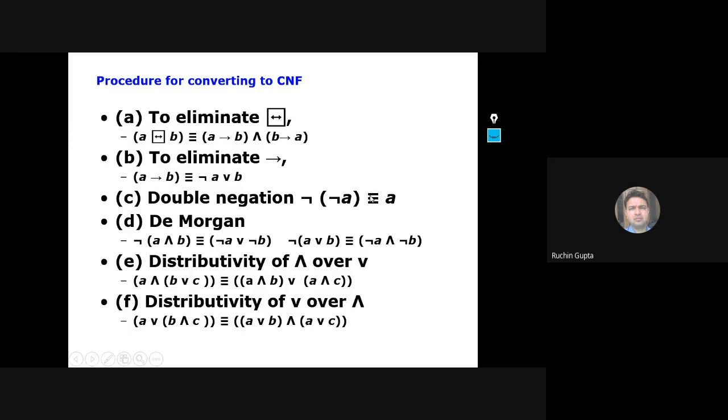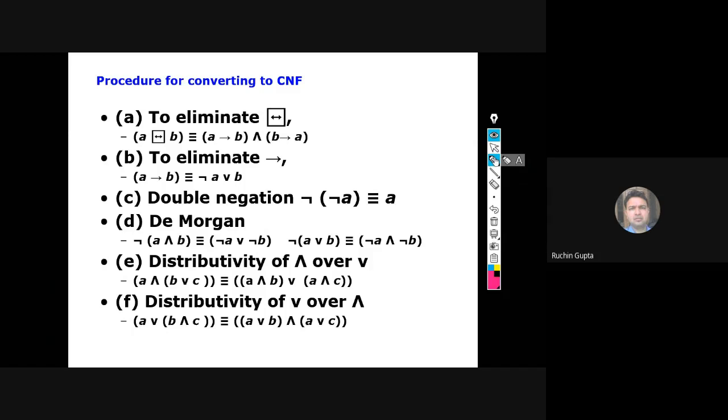So what is the procedure of the conversion to this CNF? The procedure is listed here. So we apply all these rules in the order. If we have a bidirectional operator in our propositional statement, we will apply this rule so that we can convert this bidirectional into an implication operator. And once we have the implication operator, then we apply this rule to eliminate the implication operator.